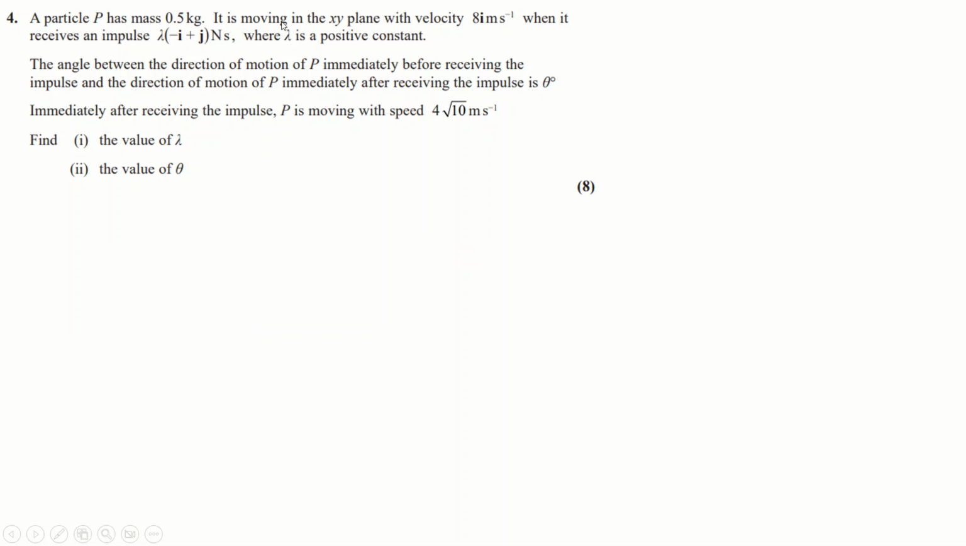Particle P has mass 0.5. It's moving along the xy plane with this. Have I drawn this? Surely I've drawn this. Probably not. Oh no, I don't think I have. This is just algebra, isn't it? Impulse is of course mv minus mu. I know that the initial velocity is 8, 0, and this I can just write as minus lambda, lambda if I wanted to, and the mass is 0.5.